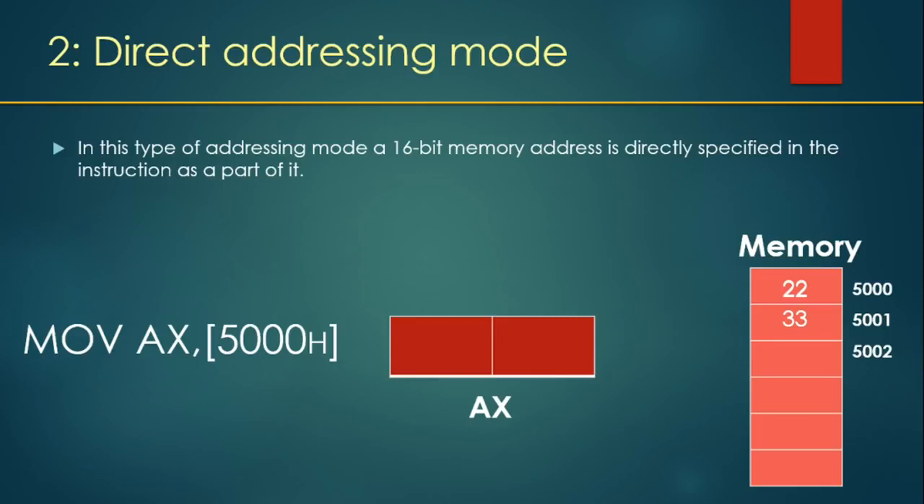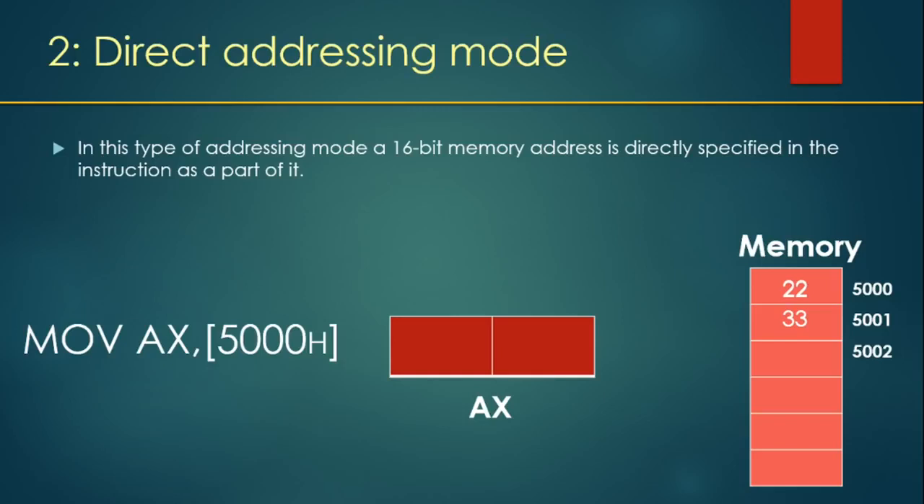Okay, next is direct addressing mode. In this addressing mode, a 16-bit memory address is directly specified in the instruction as a part of it. So you want to copy from or to a memory location, and the memory location has an address, and that address is given along with the instruction. As you see in this example, there is MOV AX, 5000. This 5000 is the address in the memory where the data is taken from. Definitely 5000 is the offset, and the segment address is given by the DS register, the data segment register.